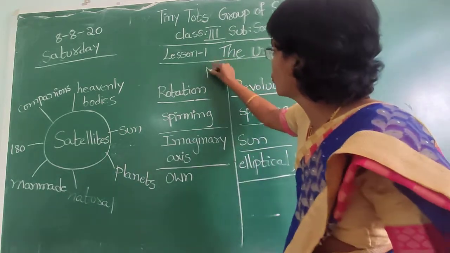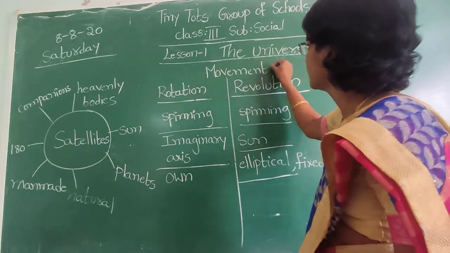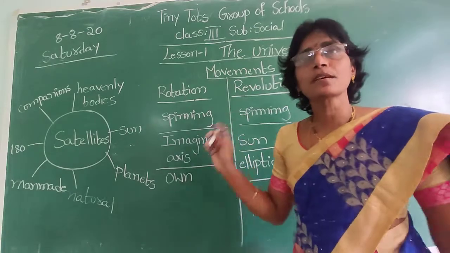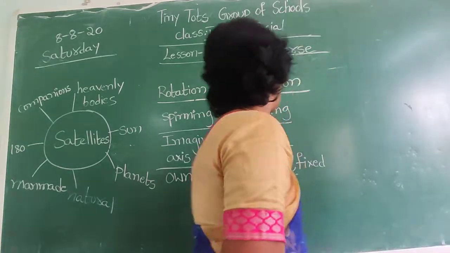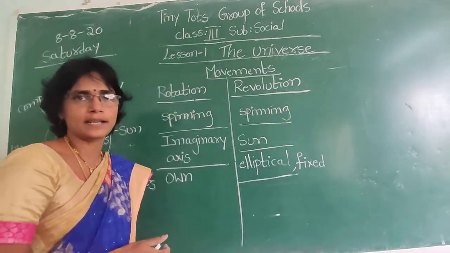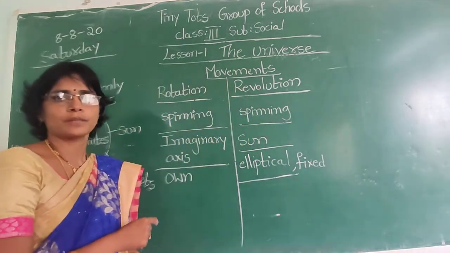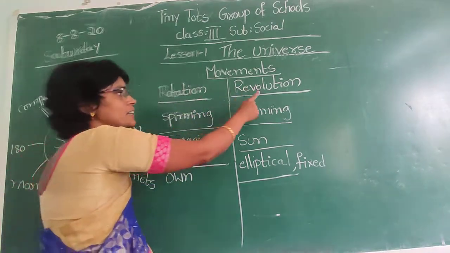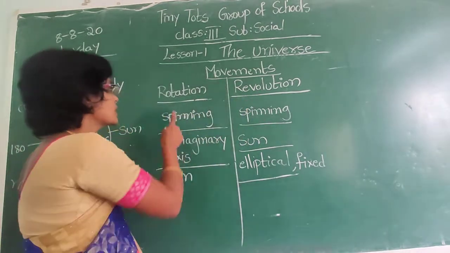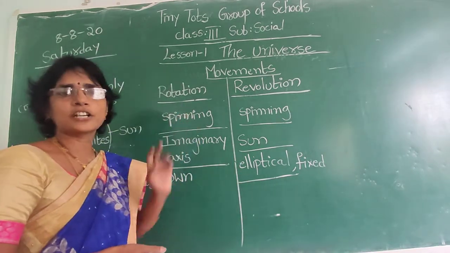What are the two types of movements of planets? One is rotation and second one is revolution. Now, I say about rotation.